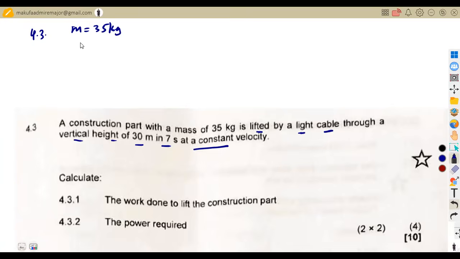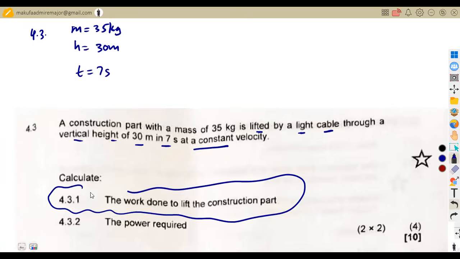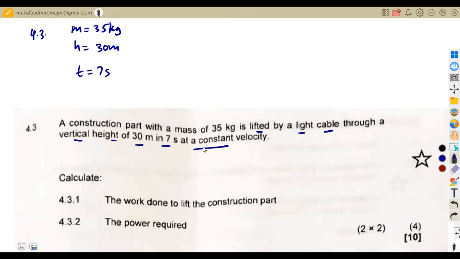We're talking of the weight there. All right, so we have got the height that is being affected of 30 meters, which is our S in this case, and the time that is 7 seconds. And our question is to calculate the work done to lift the construction part. And this is happening at constant velocity. So what is going to be the work done to lift the construction?